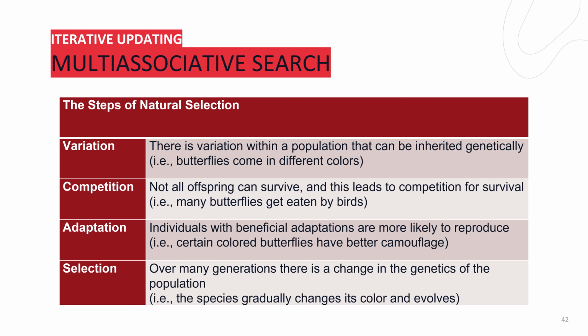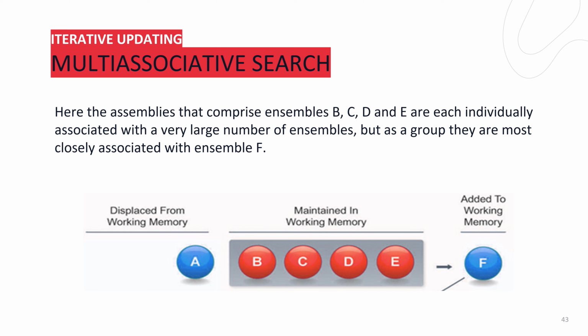I see these steps as similar to Darwin's steps in the process of natural selection. Those were variation, competition, adaptation, and selection. Mental continuity is an evolutionary process, and like natural selection, involves non-random retention and elimination of candidate structures, leading to incremental modifications to the population. Here, the assemblies that comprise ensembles B, C, D, and E are each individually associated with a very large number of ensembles, but as a group, they're most closely associated with ensemble F.